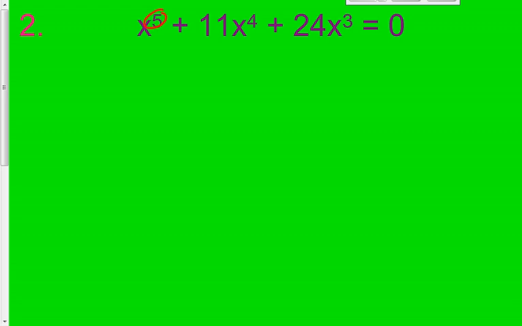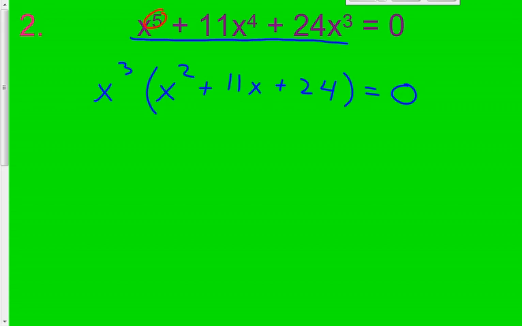Moving on to the next one. You should have 5 answers for this one. The first thing you're going to do, just like the last one, is take out a greatest common factor, being x cubed. What's left? x squared plus 11x plus 24. As you can see for these ones, these are polynomials. Our degree is 5 here, so that's a lot of terms. However, we're solving them using quadratic techniques. This particular one, we're going to solve using factoring.